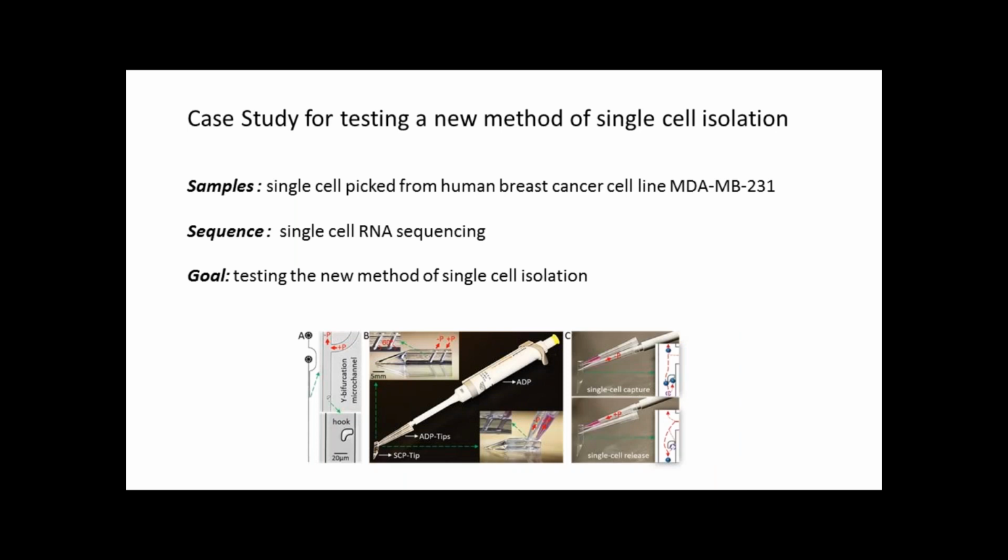Another case study is to test a new method of single-cell isolation. Our collaborator labs developed a new method to pick out single cells. Using this new method, they picked single cells from a breast cancer cell line, and used Smart-seq to manually amplify the cDNA, prepare the library and do the low coverage RNA sequencing, to test whether this method works for picking a single cell for RNA-seq.